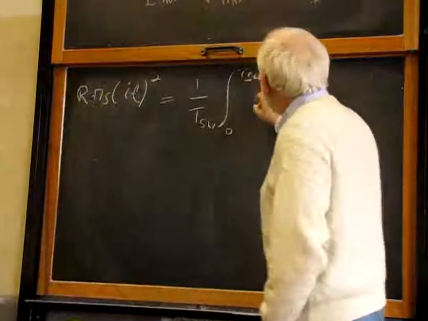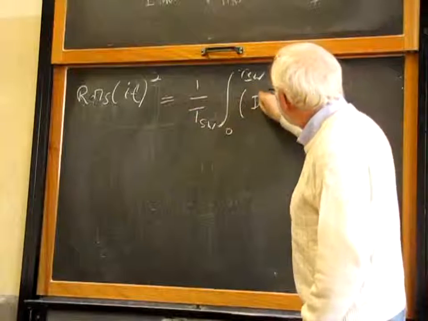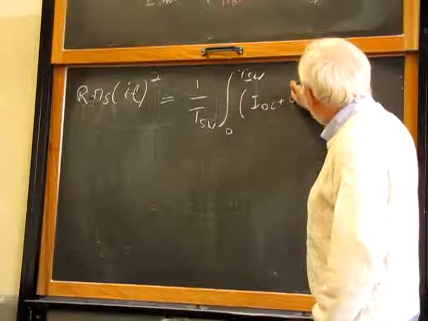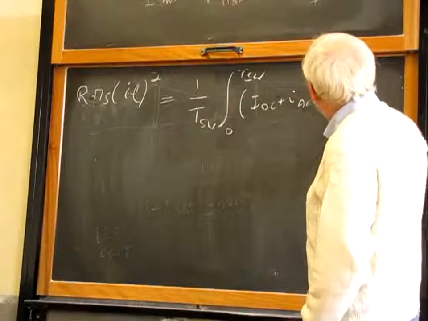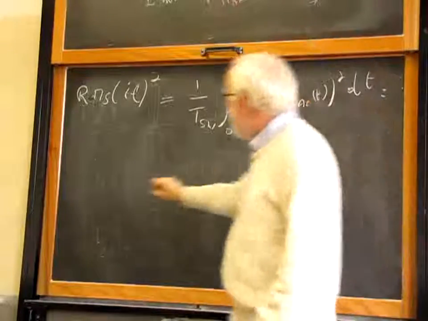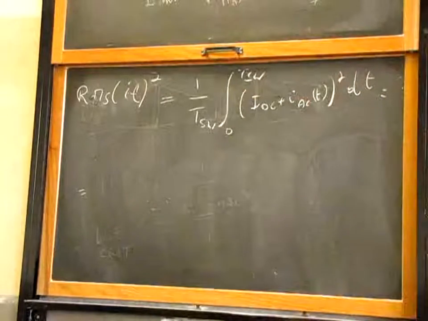Integral from 0 to this switch of what? Of IT squared. That means IDC plus IAC function of time squared by dt. And this is equal to, you remember how to make the square of a binomial expression?